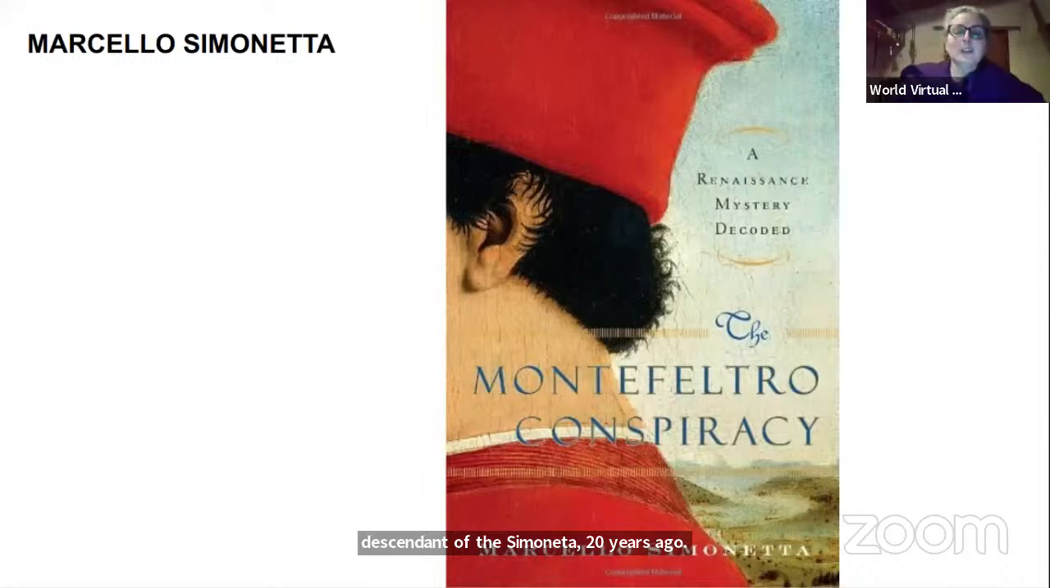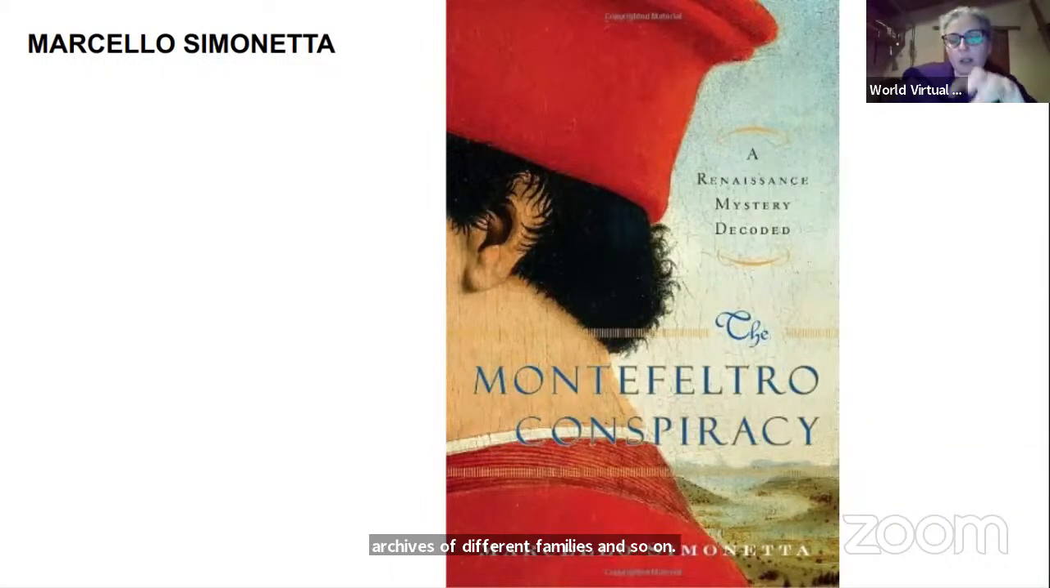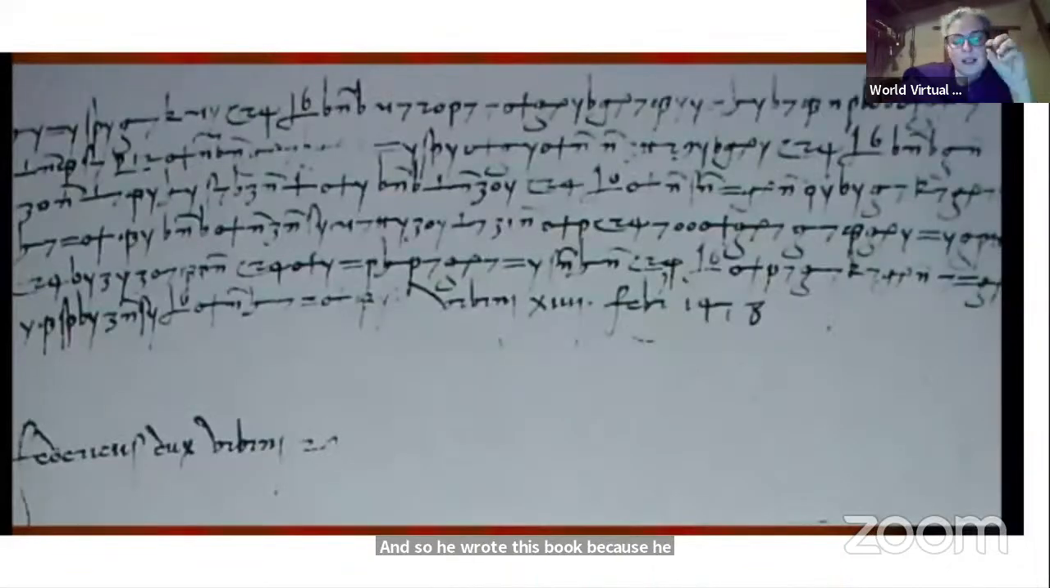this book, The Montefeltro Conspiracy, or in Italian, L'Enigma Montefeltro, because Marcello Simonetta is a historian and a paleographer. He studied the archives of Urbino, so of the Montefeltro family, of the Duchy of Urbino, archives of different families, and so on. And he wrote this book because he discovered some documents. One of the documents is this one. It's a letter that is signed by Federico da Montefeltro. All this material here comes from Marcello Simonetta, so in his book, you can find all the references and so on.